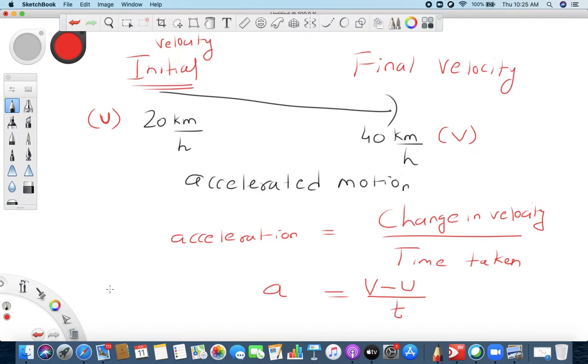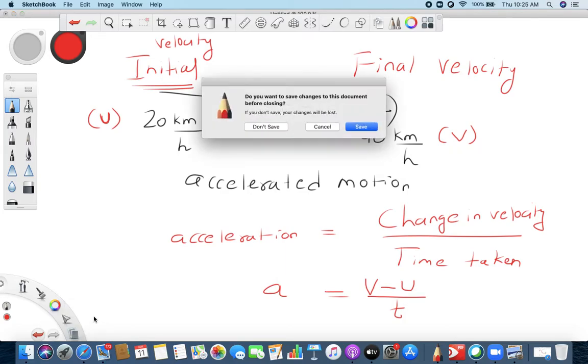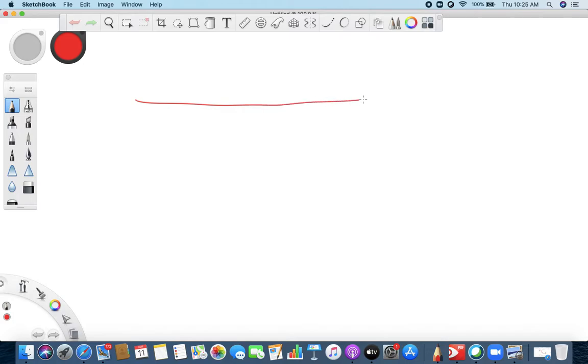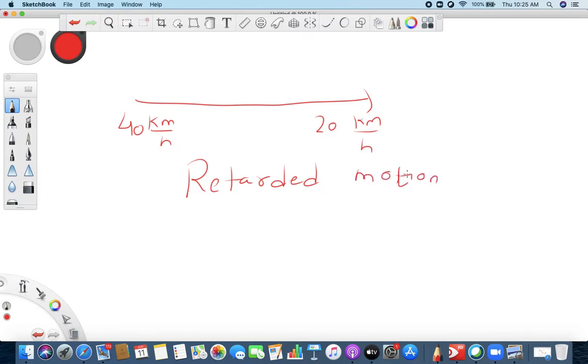Now, it can be done in another way round also. Suppose you are going at 40 km per hour and your speed decreases, not increases, your speed decreases. So when your speed decreases, this is called retarded motion. What is retarded motion? Your speed decreases. This is a part of accelerated motion only, but when your speed increases, it is called accelerated motion, and when your speed decreases, it is called retarded motion.